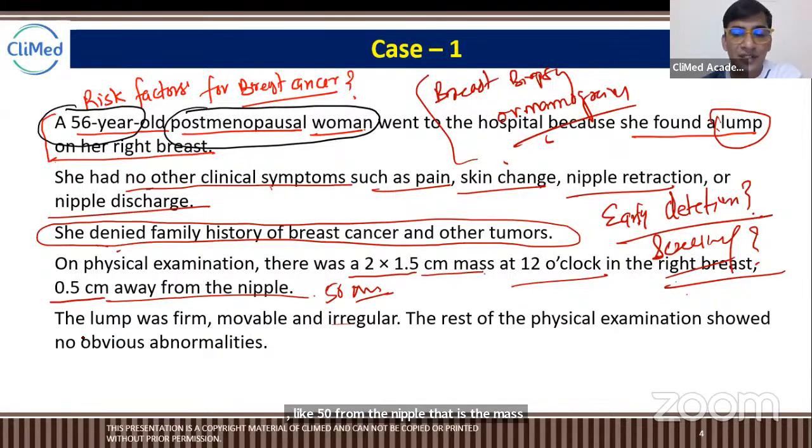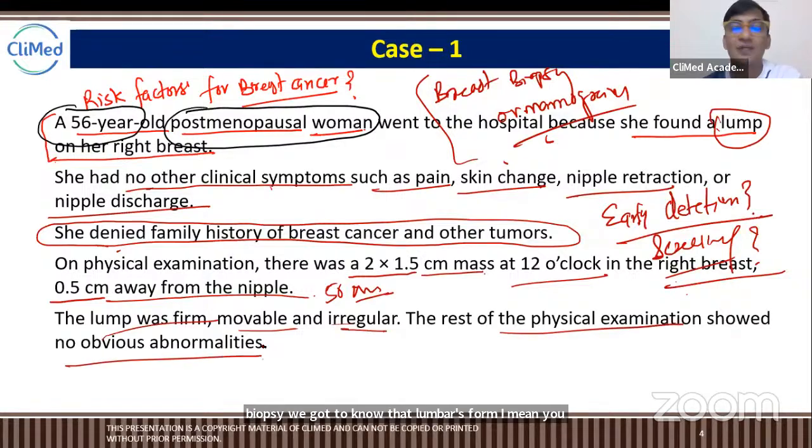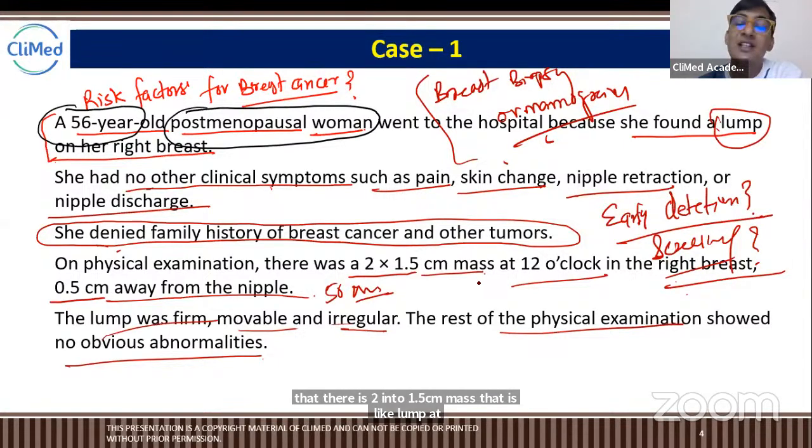So when we did the ultrasound and the biopsy, we got to know that the lump was formed, movable and irregular. The rest of the physical examination showed no obvious abnormalities. So we are confirmed that there is a 2 by 1.5 centimeter mass, a lump in the right chest, just 0.5 centimeter away from the nipple.